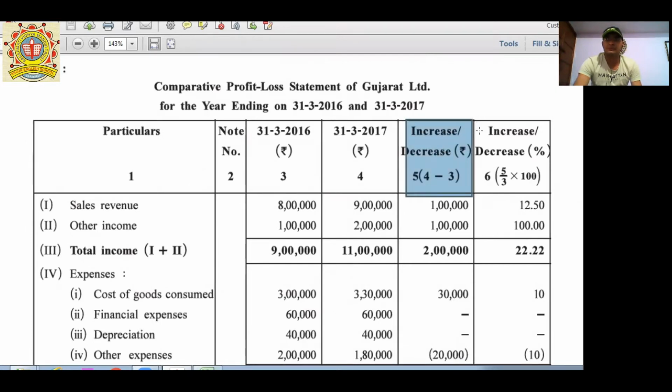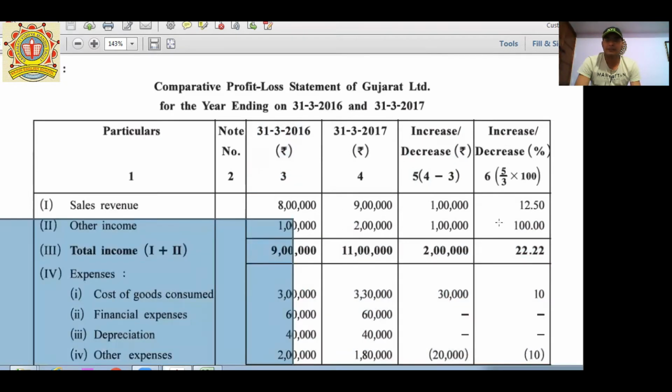Next one, increase or decrease in percentage, that is column number 6. Column number 6 means column number 5 divided by column number 3 multiplied by 100. So 1 lakh divided by 8 lakh into 100. 1 lakh divided by 1 lakh into 100. 2 lakh divided by 9 lakh into 100. 30,000 divided by 3 lakhs into 100. Here both the values are 0, so there is no percentage.